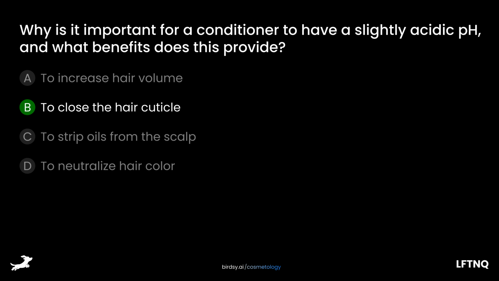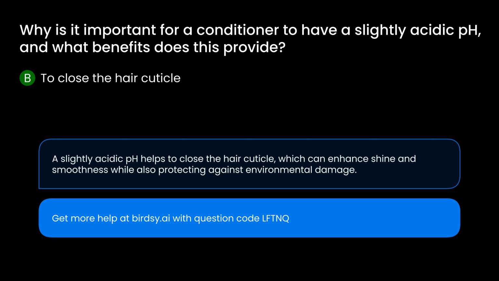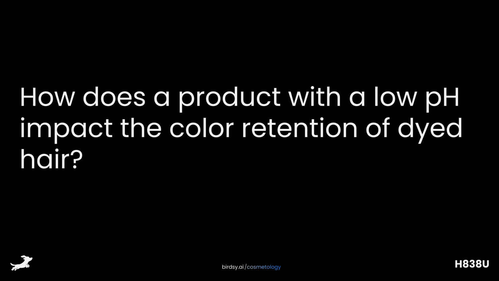The answer is B, to close the hair cuticle. A slightly acidic pH helps to close the hair cuticle, which can enhance shine and smoothness while also protecting against environmental damage. How does a product with a low pH impact the color retention of dyed hair?